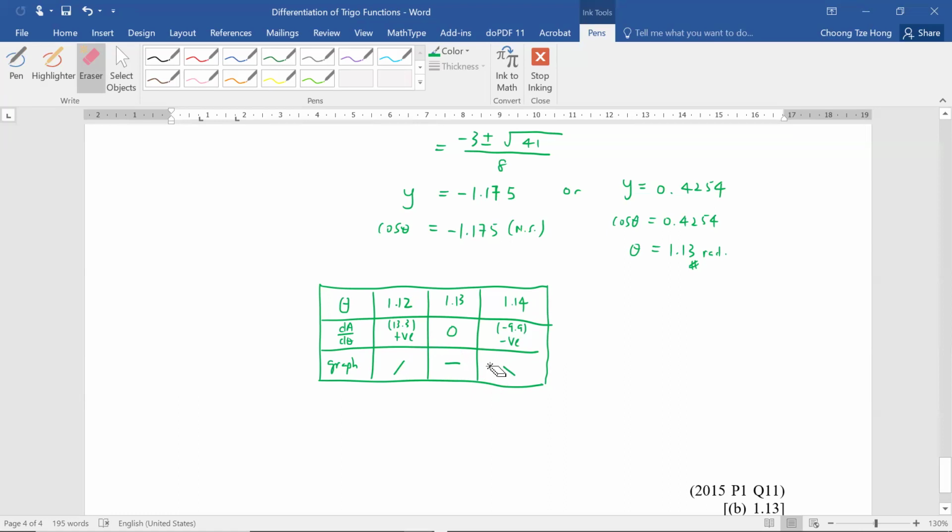So this means that when theta is 1.13, A will be a maximum, and hence the trough will hold the maximum amount of water. We can just conclude from above: when theta equals 1.13, A is maximum, and the trough holds the maximum amount of water.